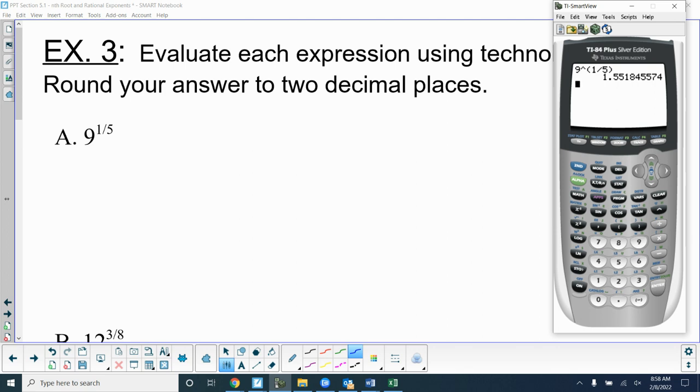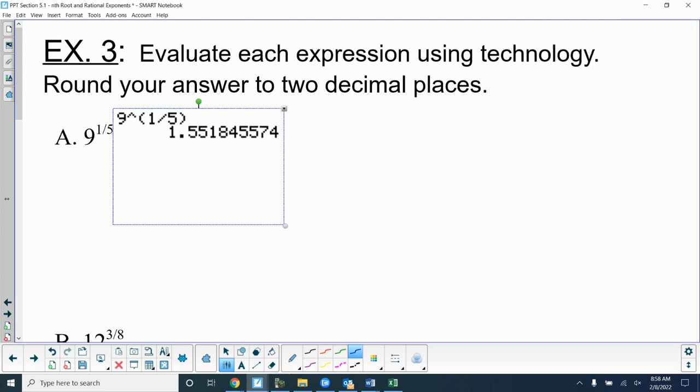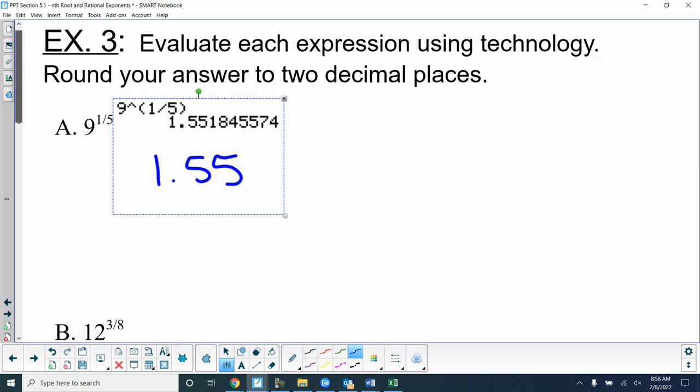Round your answer to 2 decimal places. So that's what? What's that to 2 decimal places? 1.55. Okay? Go ahead and do B.